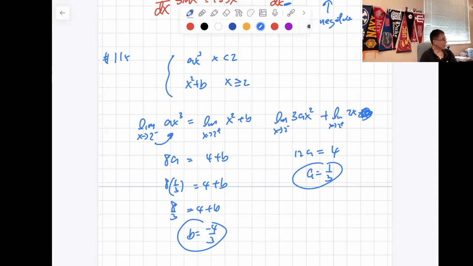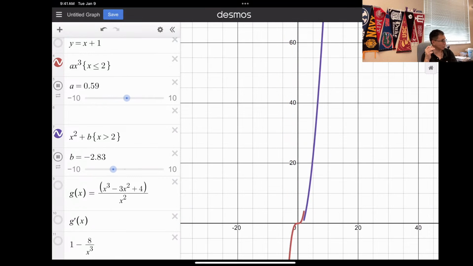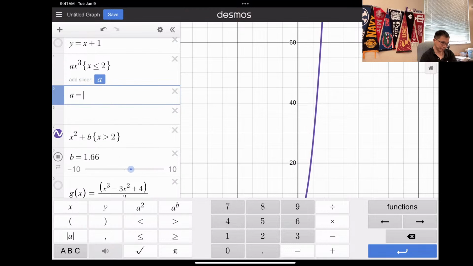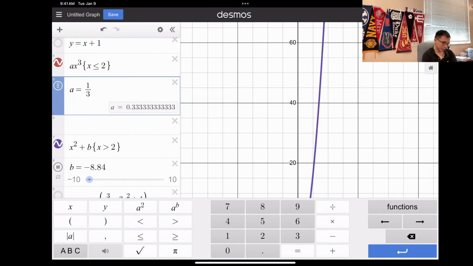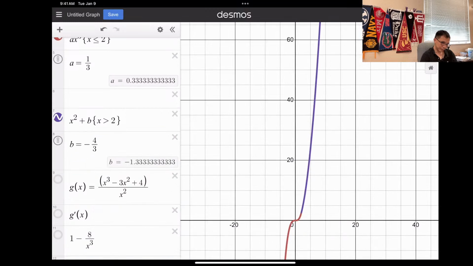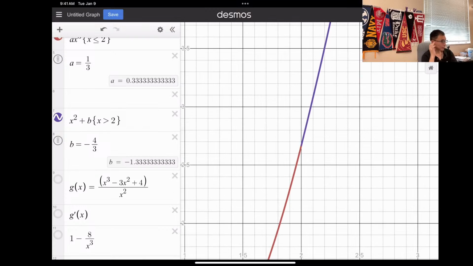Right? Did you guys get this? Somebody did it yesterday. You copying other people. Don't copy other people. Do it on your own. Now, I think it's 1/3 here. And this is negative 4/3. See how beautiful it is. This is completely smooth.